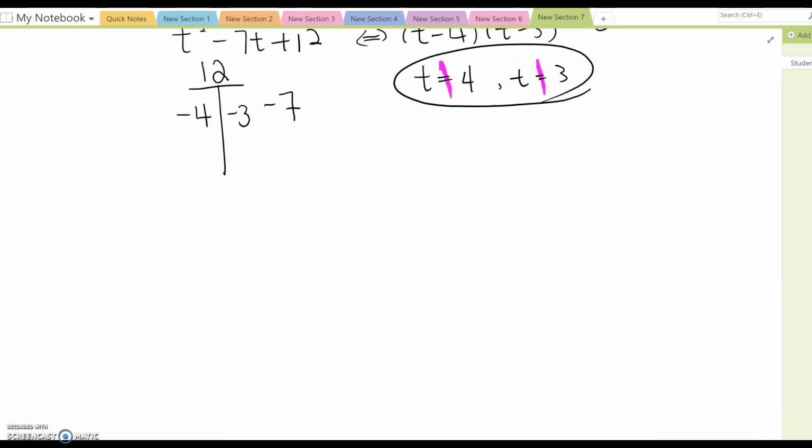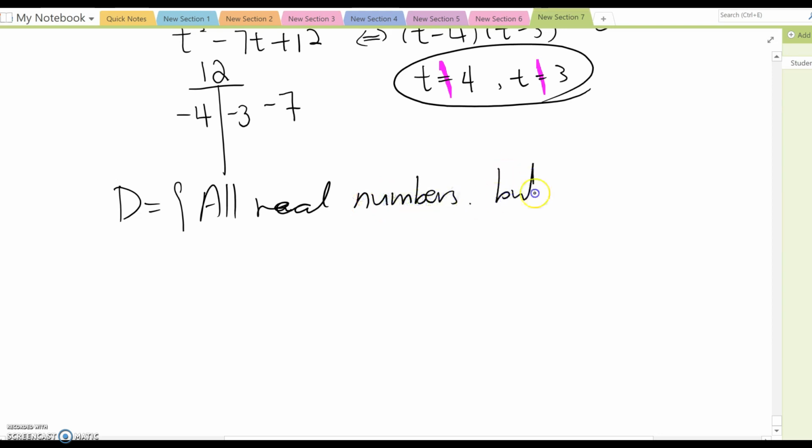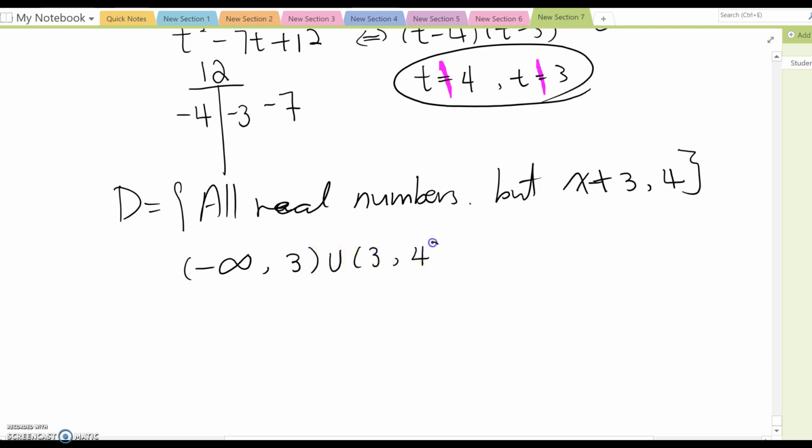Therefore, the domain is all real numbers, but t cannot be 3 and 4. In interval notation, you can write negative infinity to 3, union 3 comma 4, union 4 comma infinity. Okay?